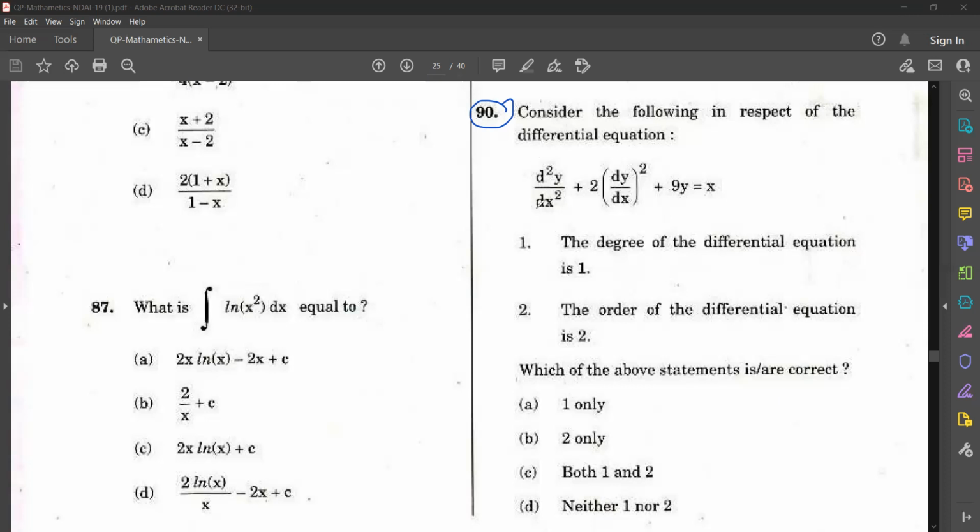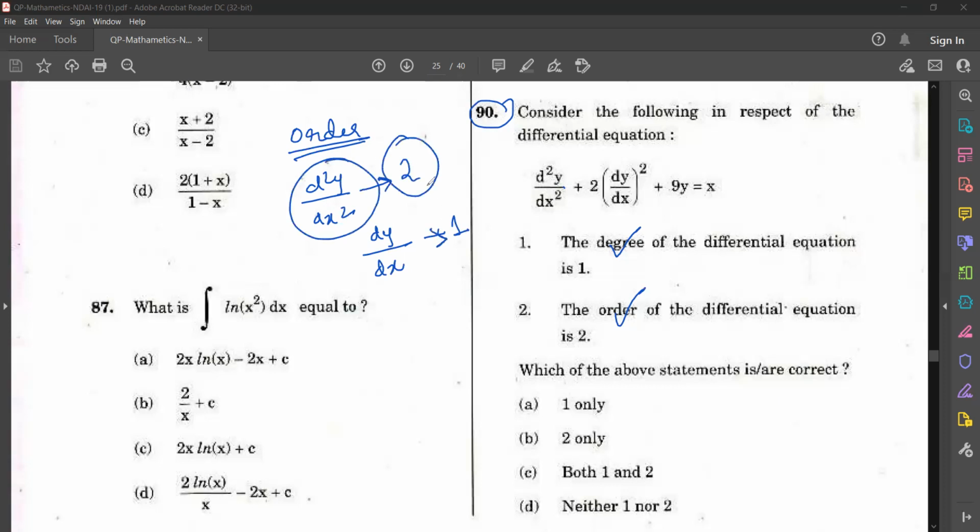Okay. What is order? Order means the highest derivative it is having. Here we have d square y by dx square and dy by dx. This is a first order derivative, and this is a second order derivative. So the highest order here is 2. So order is 2. That is correct. So the second statement is correct.